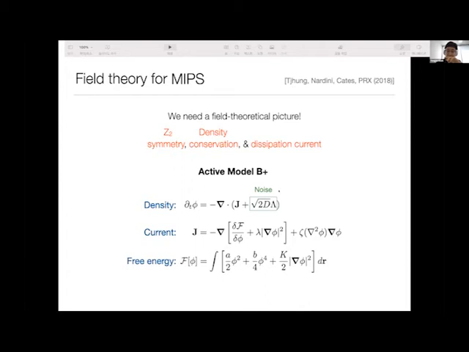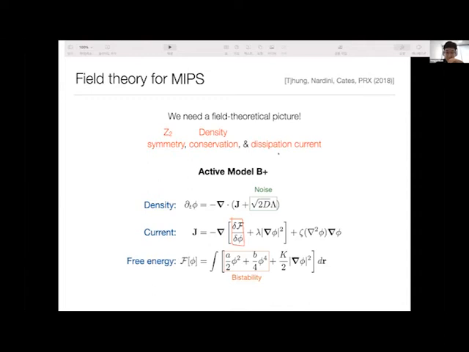And this is just assumed to be Gaussian white noise for convenience's sake. This is more or less very hand-wavily justified by saying that you expect some sort of localized noise to be effective here on this length scale and time scale that we are interested in. And then this current arises, first of all, from this free energy gradient, which you have here.